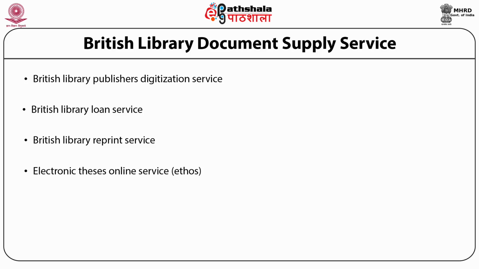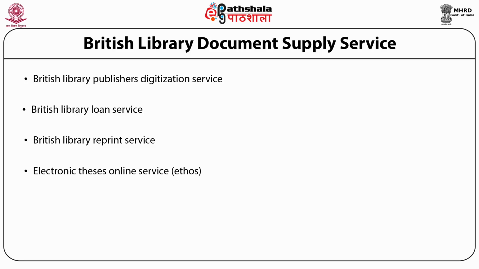Through the British Library Publishers Digitization Service, the publishers can place orders to get digital copies of the back volumes of their periodicals, which are available in the British Library collections. About 3 million books in the English language from the British Library collection are available for loan to organizations in Great Britain as well as in other countries. Books are loaned to organizations and not to individuals.